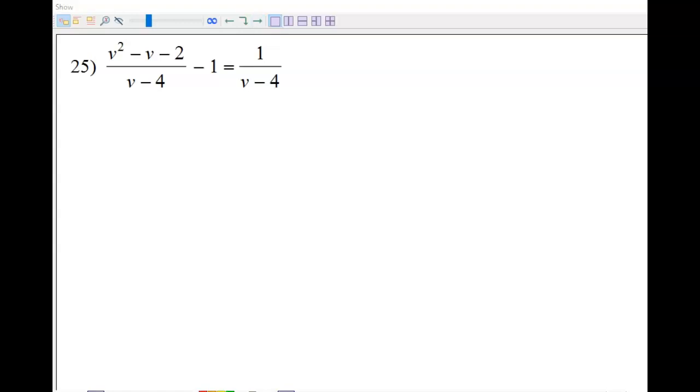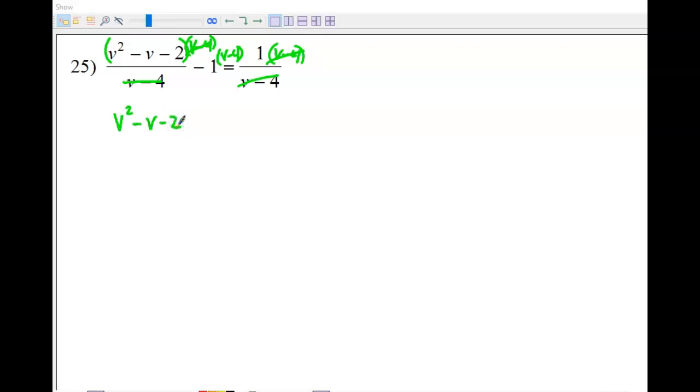All right. So let's see what happens here at number 25. Same process here. We're going to want to multiply everything by the denominators. In this case, I don't need to factor the denominators because they don't factor. But I will put this in parentheses as I multiply my v minus 4 there. V minus 4 also going to go times that one and also times that one. So for this fraction, they go away. And for this fraction, they go away.